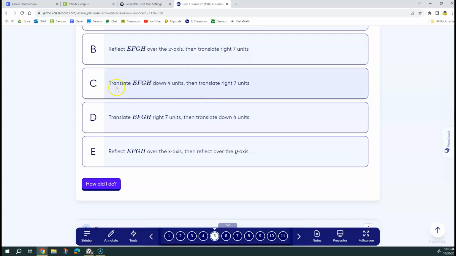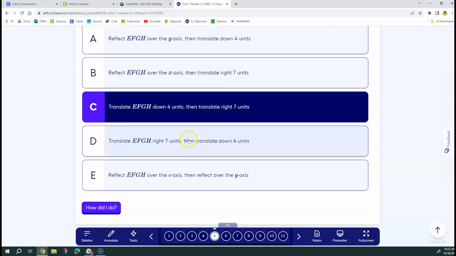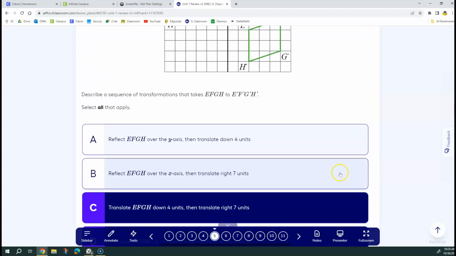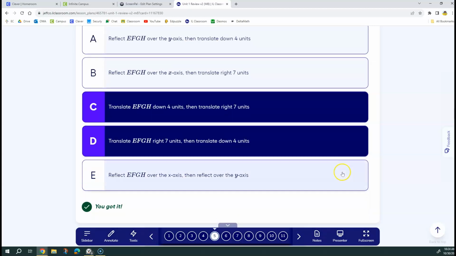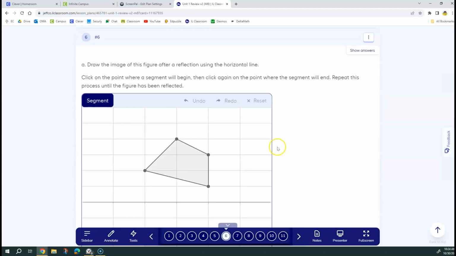So if I'm looking between C and D, even though the order is reversed, this one is 7 right and 4 down. This one is 7 right and 4 down. And it says select all that apply. So both C and D are my correct answers. Woohoo!